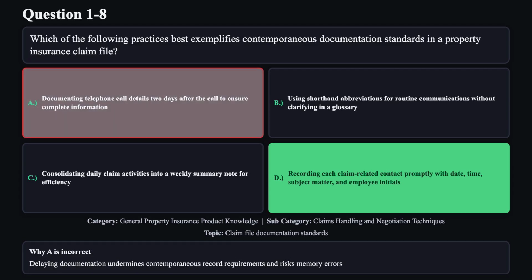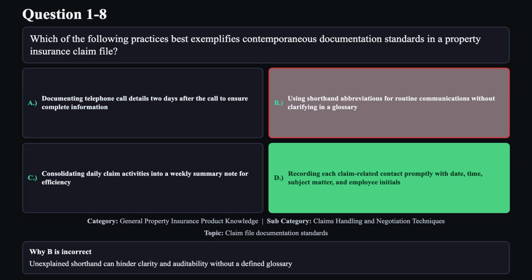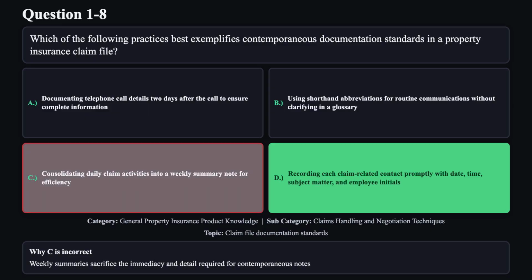Reason A is not correct. Delaying documentation undermines contemporaneous record requirements and risks memory errors. Reason B is not correct. Unexplained shorthand can hinder clarity and auditability without a defined glossary. Reason C is not correct. Weekly summaries sacrifice the immediacy and detail required for contemporaneous notes.